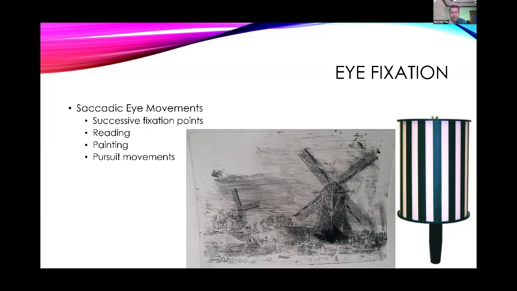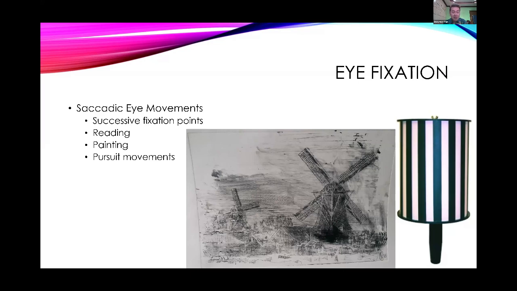point. And of course, if you're reading a book, you read from left to right because that saccadic eye movement can help you extract information from the book. Painting, you look at the painting, at the picture, left, right, up, down, because saccadic eye movement can help you obtain that inner message that the artist would want you to understand.